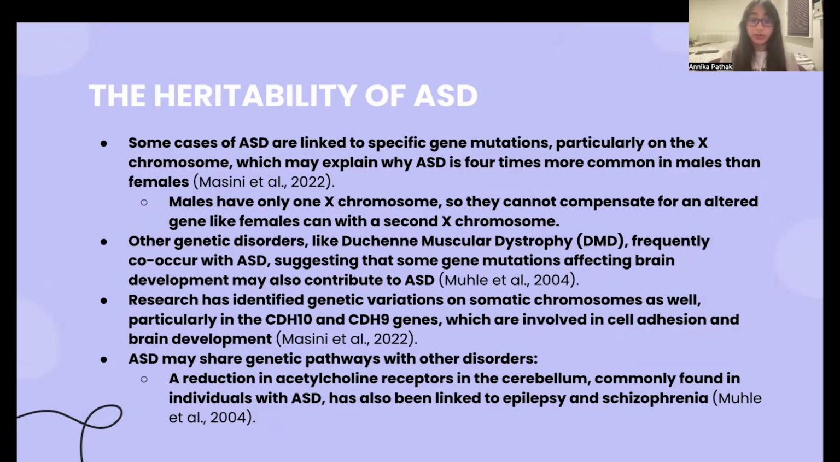Research has identified genetic variations on somatic chromosomes as well, particularly in the CDH10 and CDH9 genes, which are involved in cell adhesion and brain development. ASD may share genetic pathways with other disorders. For example, a reduction in acetylcholine receptors in the cerebellum, commonly found in individuals with ASD, has also been linked to epilepsy and schizophrenia.